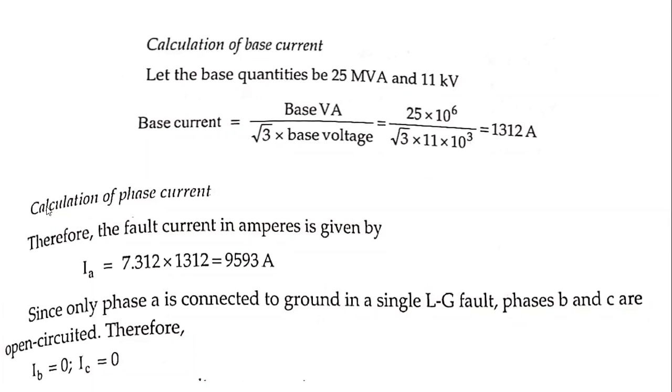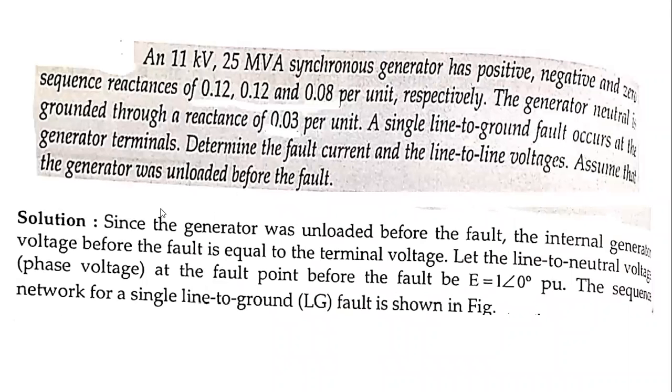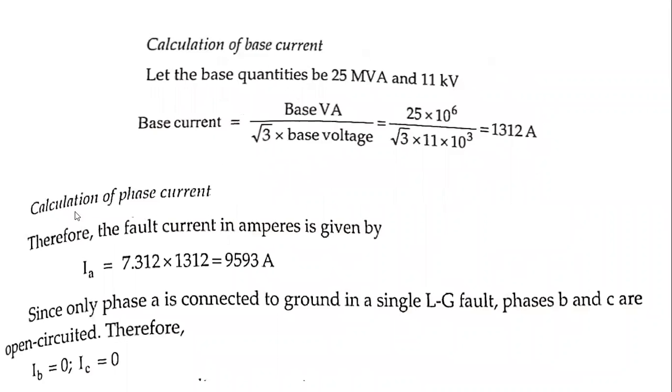Next we calculate the phase currents. The fault current in amperes, that is IA. IA is equal to 7.317 per unit into this base current.